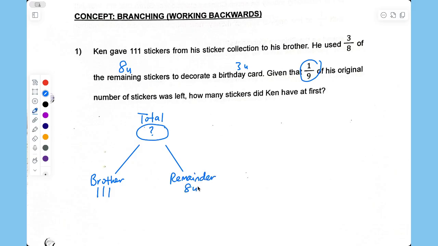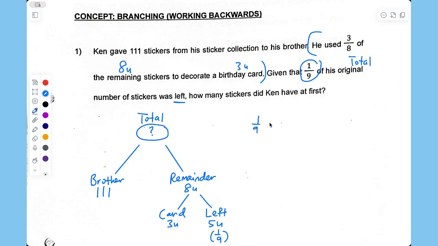And out of 8 units of the remaining stickers, he used 3 units to decorate a card. He used 3/8 of the remaining stickers to decorate a birthday card. And there are 5 units left. Given that 1/9 of the original number of stickers was left, original means the total. So 1/9 of the total stickers was left. He has 5 units of stickers left. And this 5 units is 1/9 of the total.